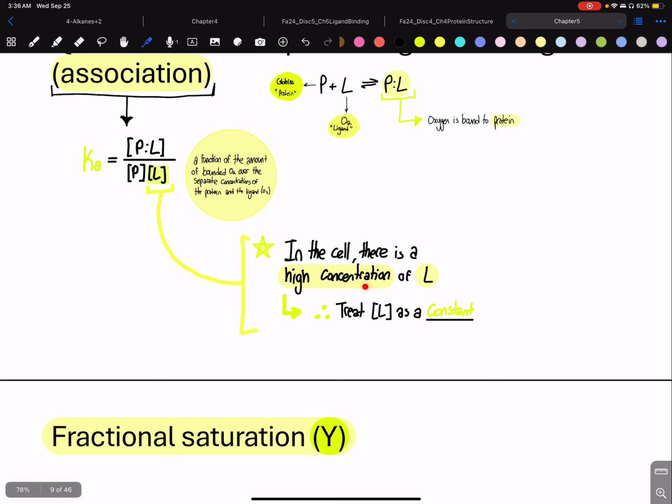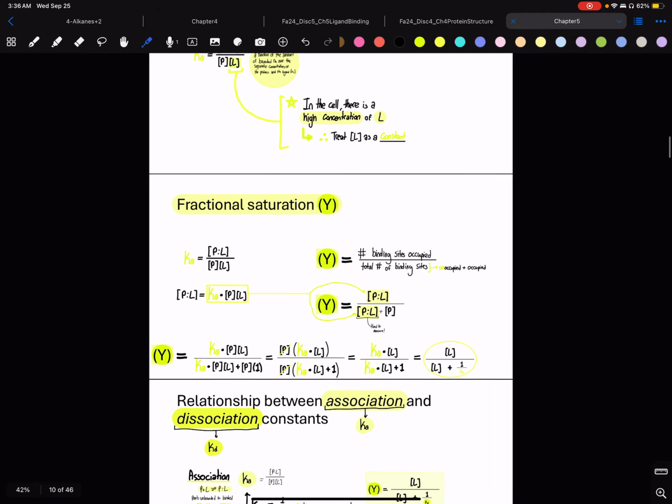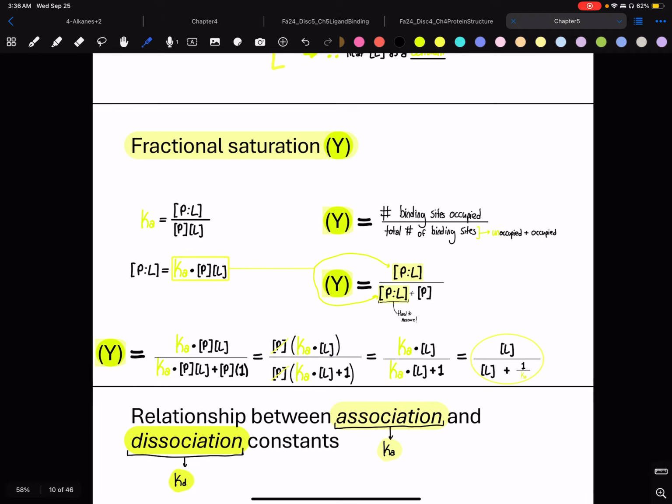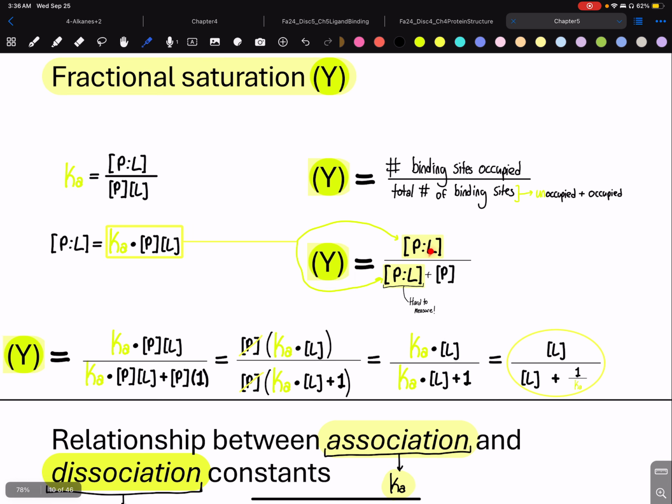In the cell, there's a high concentration of L, or ligand, so we can treat the concentration of ligand as a constant. So this will not change. Then we need to talk about fractional saturation, which is denoted by the letter Y, a capital Y. It stands for the number of binding sites occupied over the total number of binding sites in the molecule, so unoccupied and occupied binding sites. And we can express that using the concentration of bound oxygen over, again, the concentration of bound oxygen plus the concentration of protein.